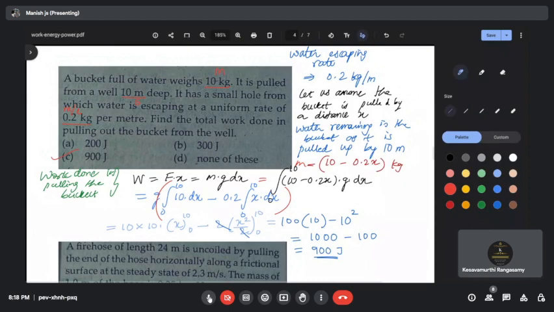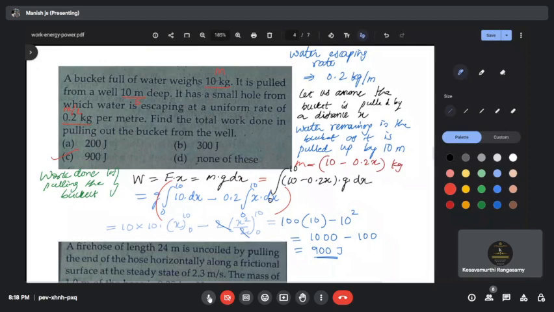Yeah. So here, according to the question, they're asking us to find out what is the total work done in pulling a bucket, provided the bucket has got a hole and water is escaping at the rate of 0.2 kilograms per meter. So we are trying to find out the total work done in pulling the bucket from a well that is 10 meters deep. Initially it is going to be 0, and then the height is going to increase as you pull. So from 0 to 10 would be the limits.